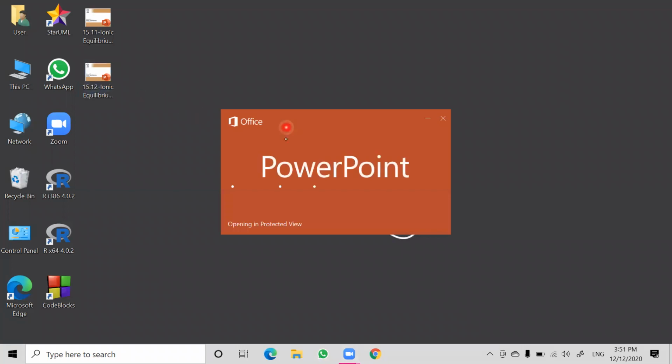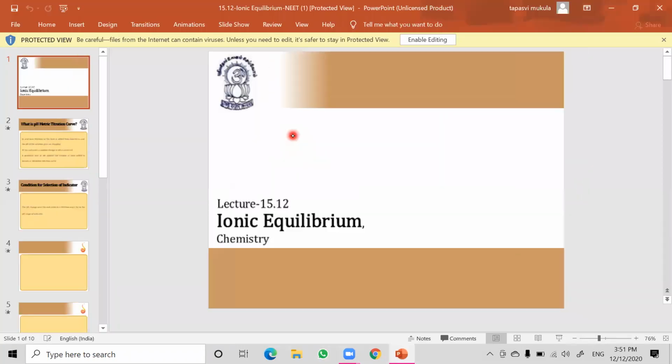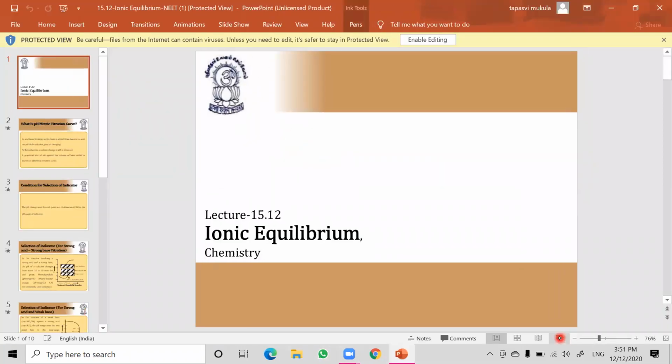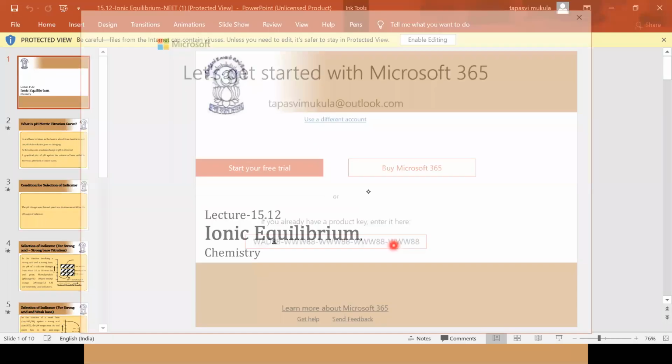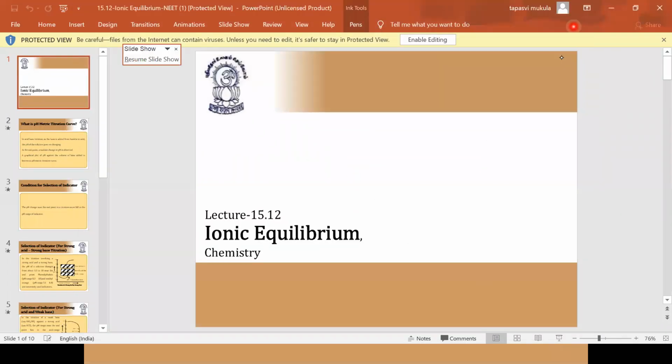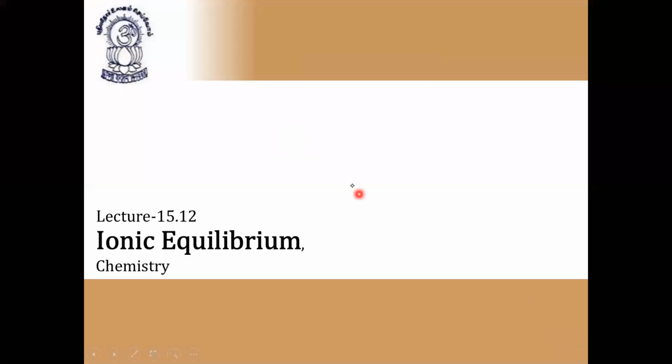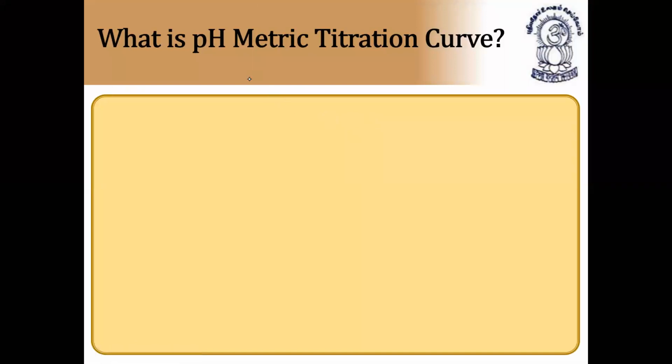Next concept. After acid-base indicators, we have another very important concept: what is the pH metric titration curve? They will ask only graphs from this concept, so all the graphs are important. Please note it down.